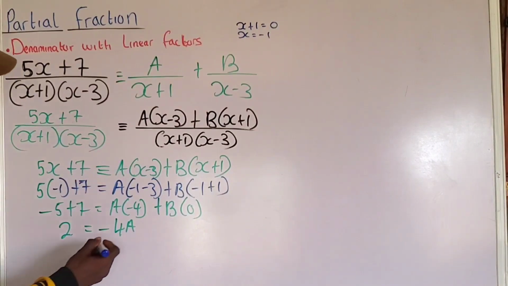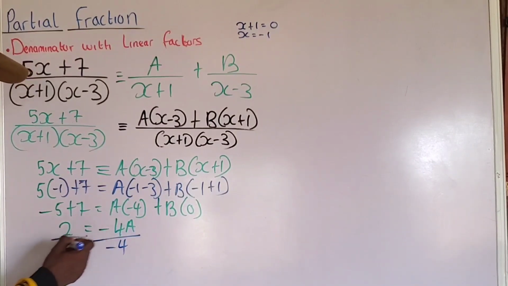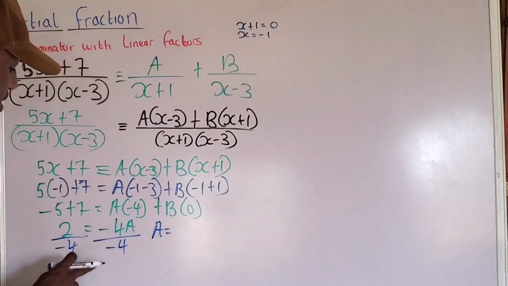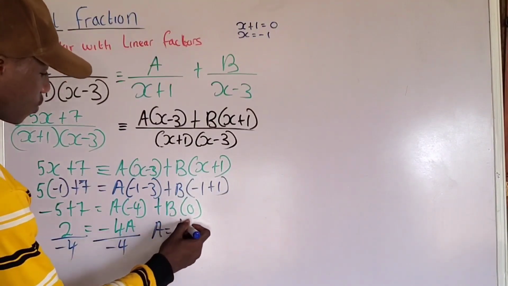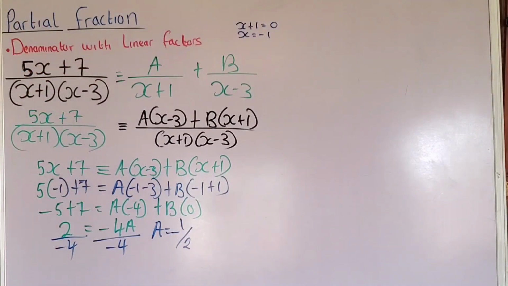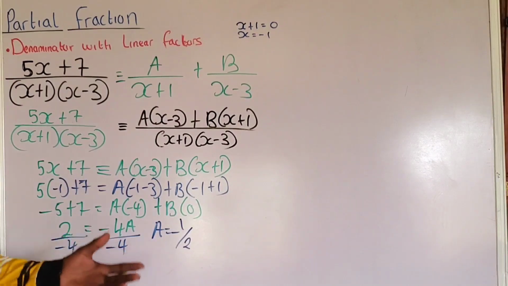I'm going to have this over minus 4 and this over minus 4. So a is equal to what? A is equal to minus 1 over 2. That is the value of a. Now, having gotten the value of a, we can get the value of b. We still have to approach it the same way, you understand?